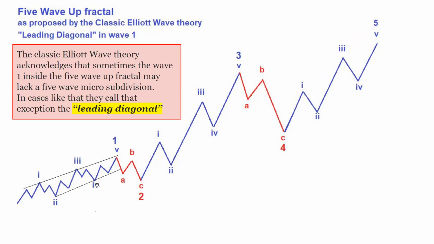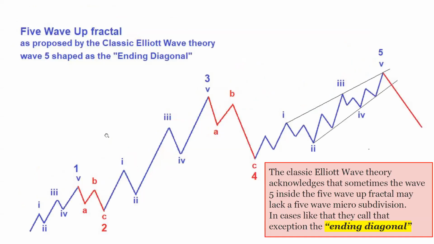But at some point, we realized there were more exceptions, such as wave 1, where all 5 waves would be composed of ABCs. So we called it another exception, the leading diagonal pattern. And we noticed that the same sometimes happens to wave 5, where microwaves 1, 3, and 5 would again be composed of ABCs.